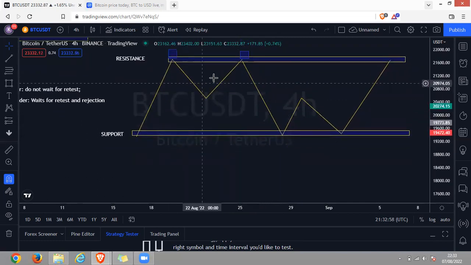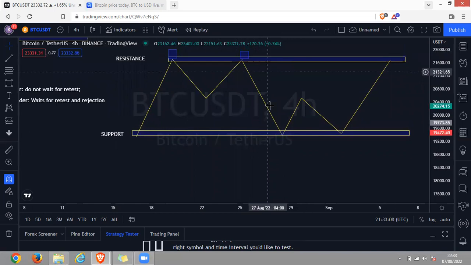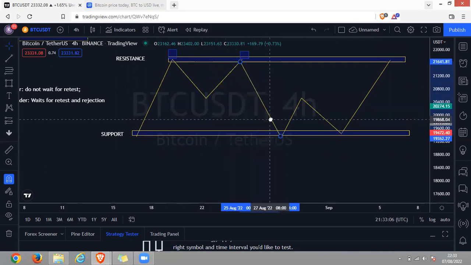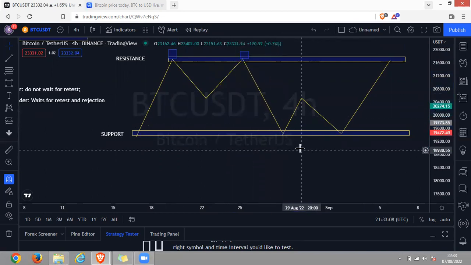Now, for this point, let's forget about the resistance. Let's come to support now. Let's come to the support. So let me move this out. Let me use sell so you don't get confused. This will be easy for us because I want to buy.